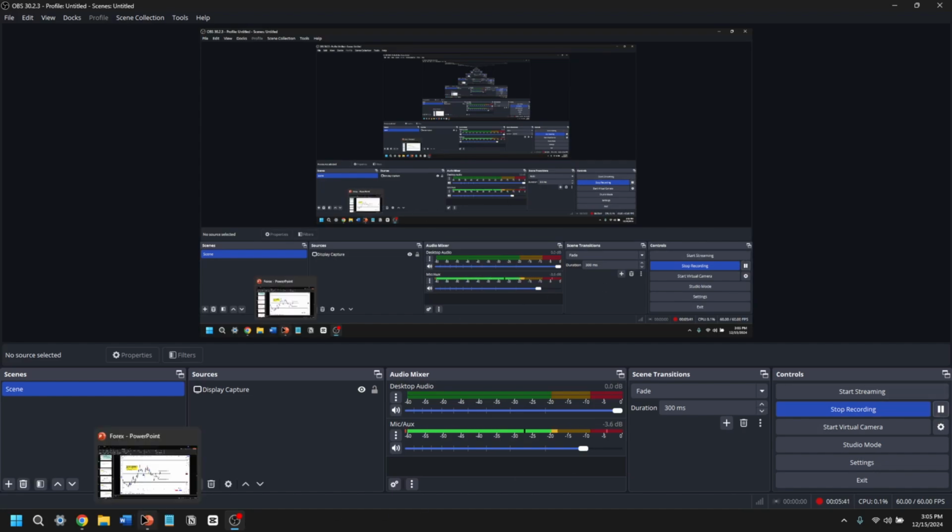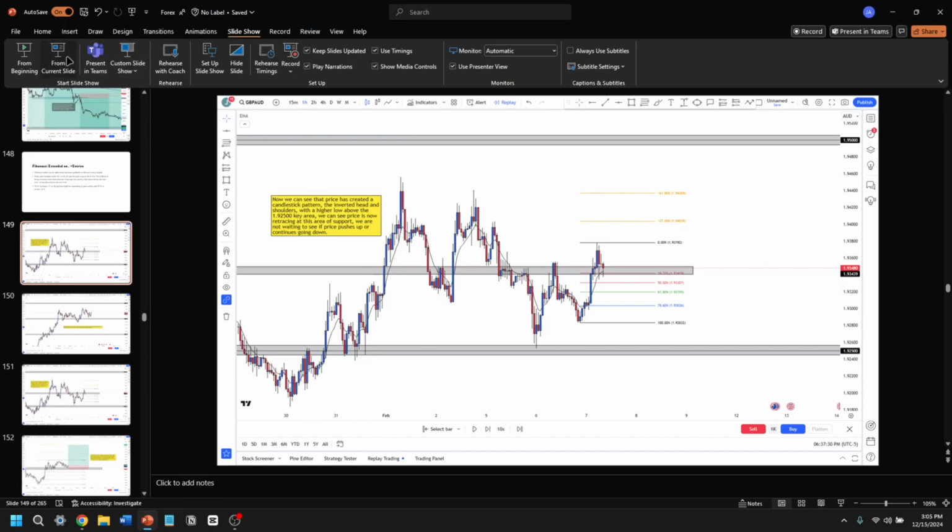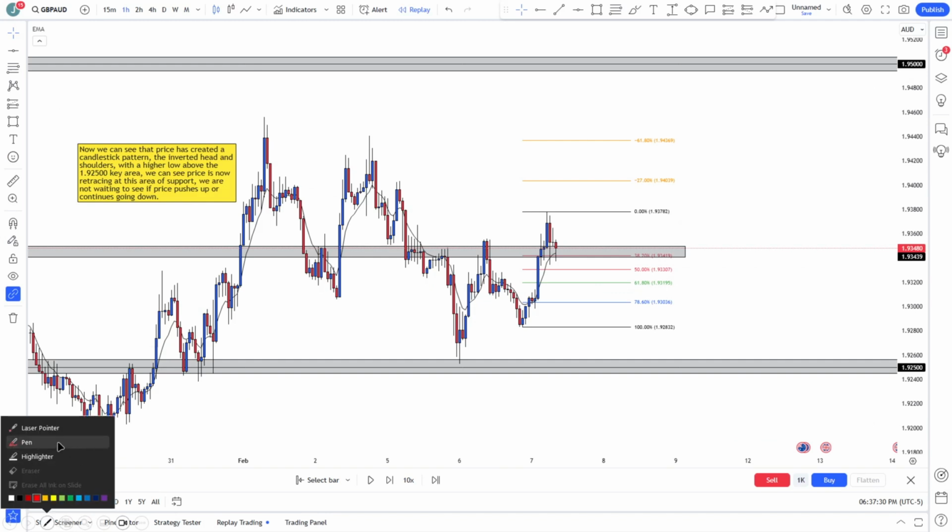All right, so now we can see that price has created a candlestick pattern, the inverted head and shoulders, with the higher low above the 1.92500 key area. We could see price is now retracing at this area of support. We are now waiting to see if price pushes up or continues going down.